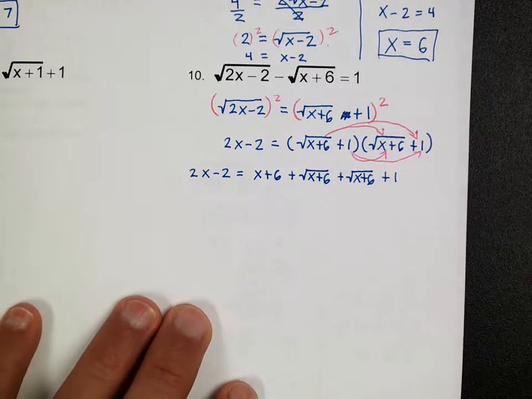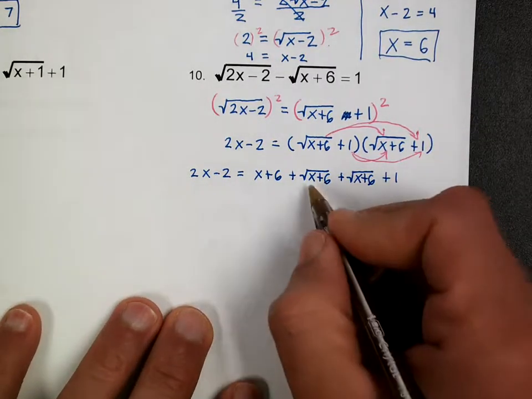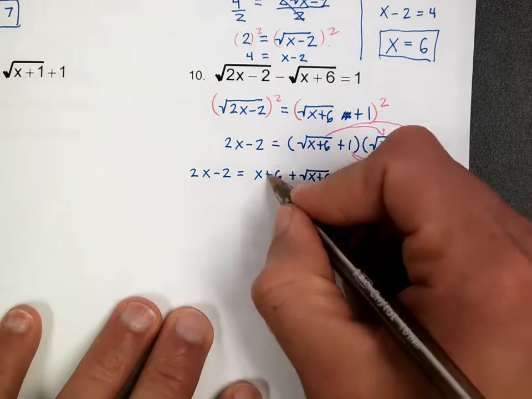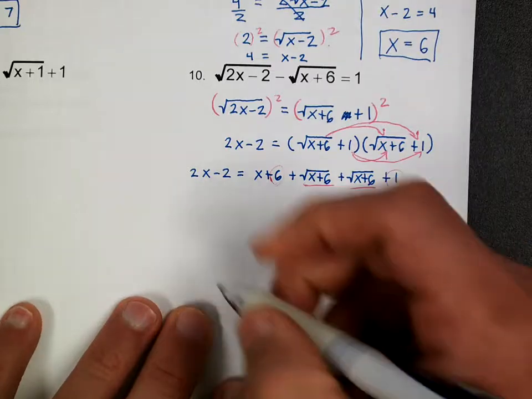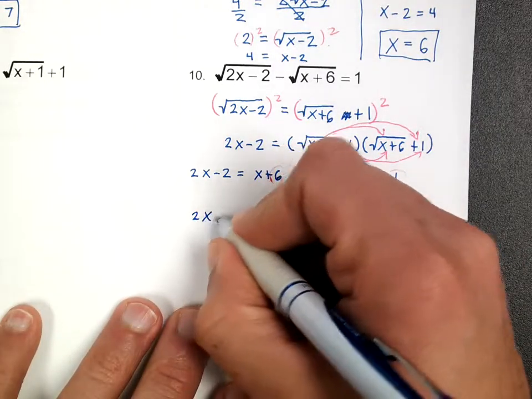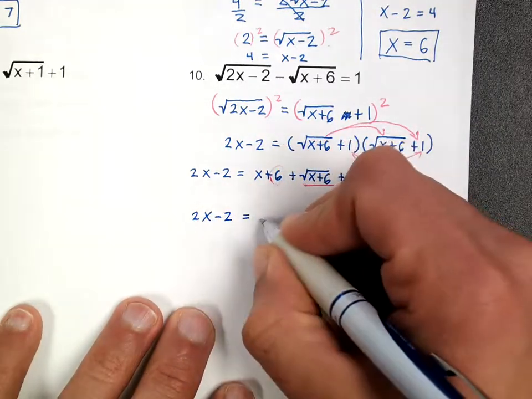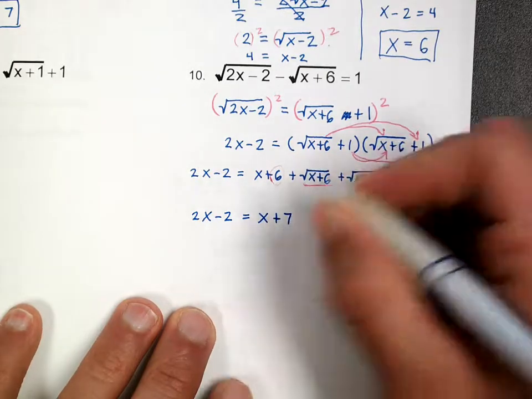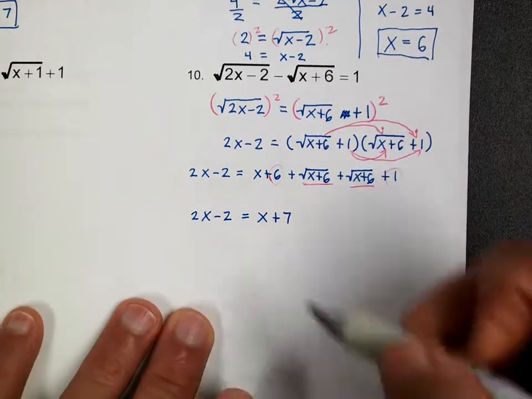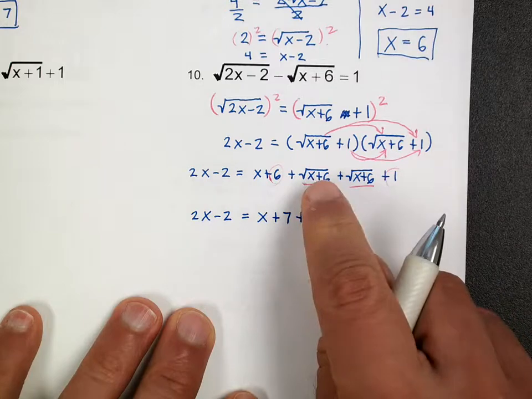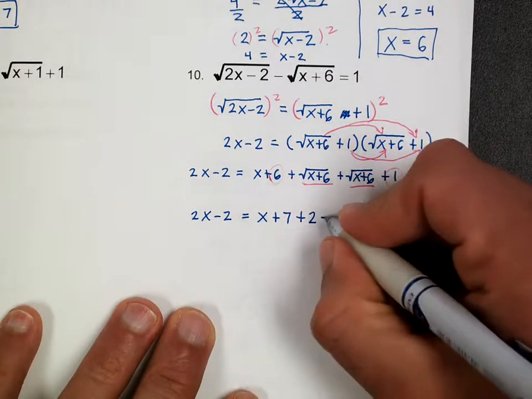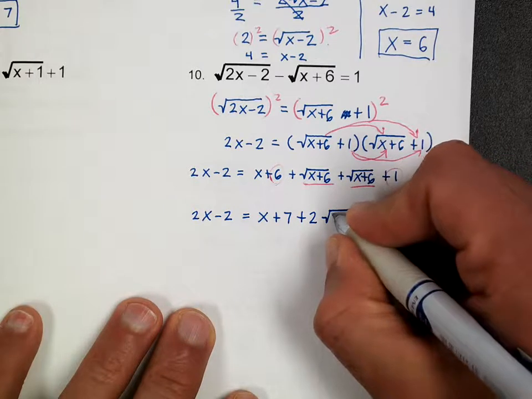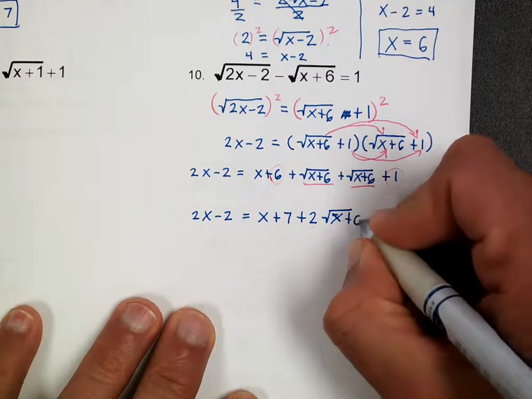I'm going to add like terms now on the right side. So this is a like term, that's a like term, this is a like term, that's a like term. Alright. So this would be 2x minus 2. This side has not changed. This would be x plus 7. Remember, I added those two. And this right here, you have one of these and one of these, which creates 2 square roots of x plus 6. Alright.